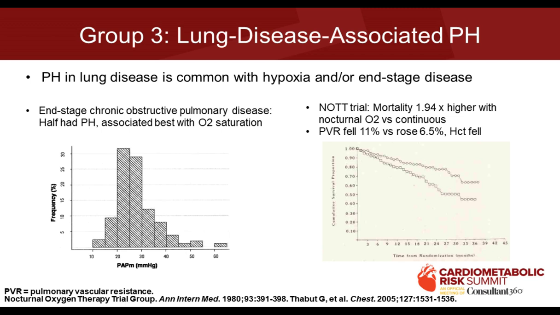Importantly, they also did a heart cath in this study. They did a baseline and a 6-month heart cath. The patients randomized to wear oxygen continuously, their PVR went down. The group that wore it just at night, their pulmonary vascular resistance went up. So far and away, first-line treatment for pulmonary hypertension in the setting of lung disease with hypoxia is oxygen therapy.